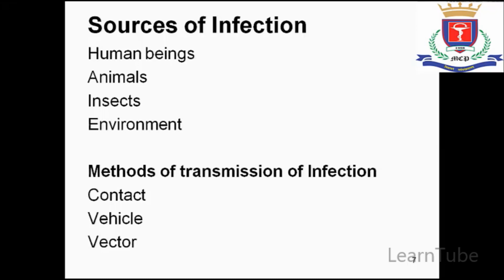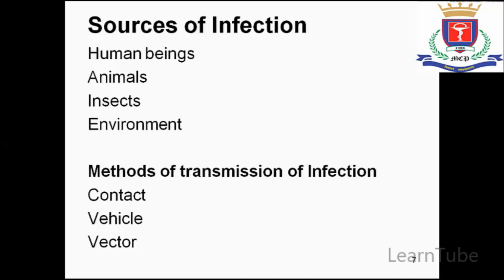Now, what are the sources of infections? Usually human beings, because man is full of microbes. So human beings, animals, even animals carry microbes, insects usually like mosquitoes and all, or cockroaches. So those are sources of infection. Environment includes air, water. So all those things are also full of microbes.